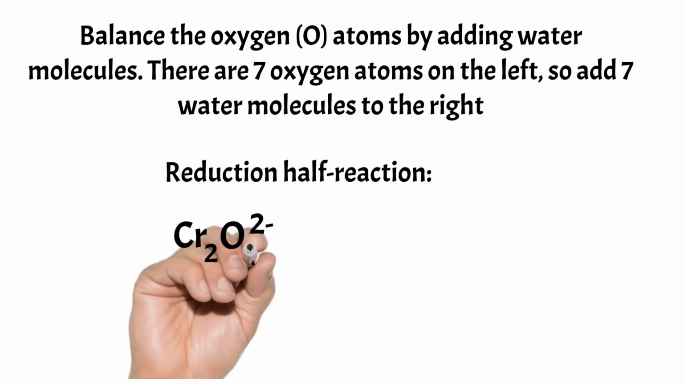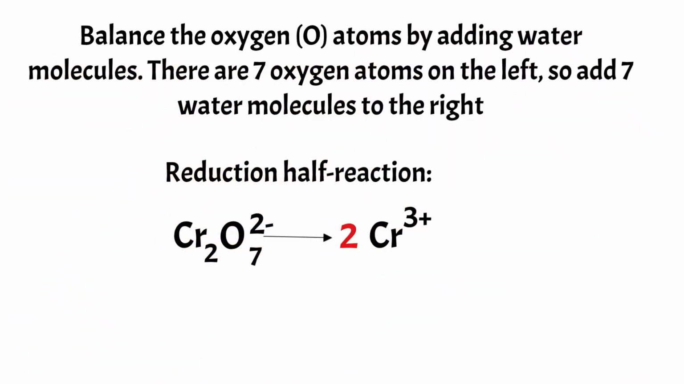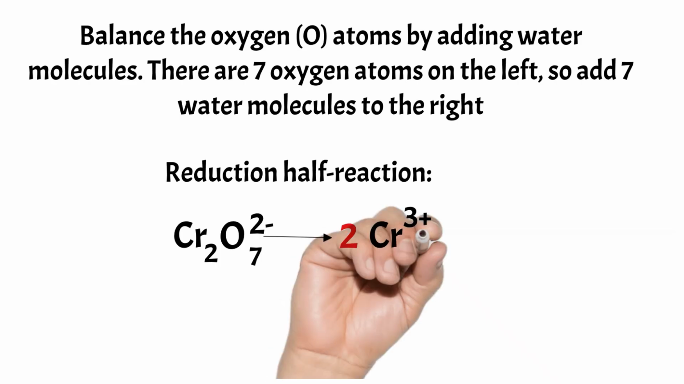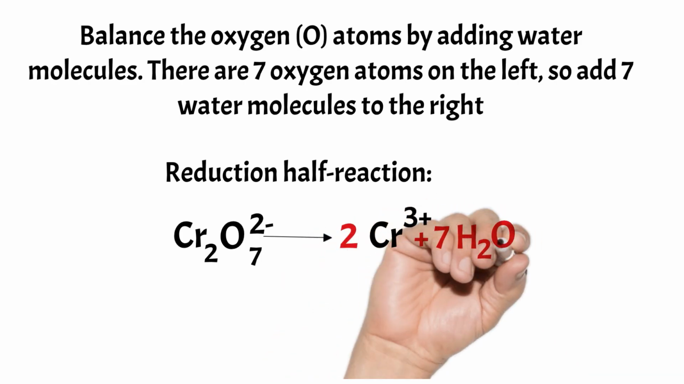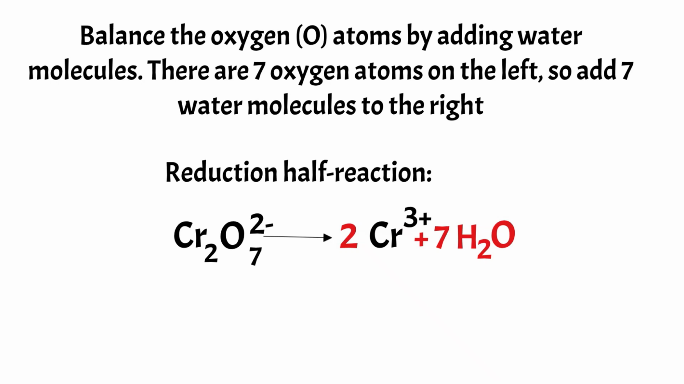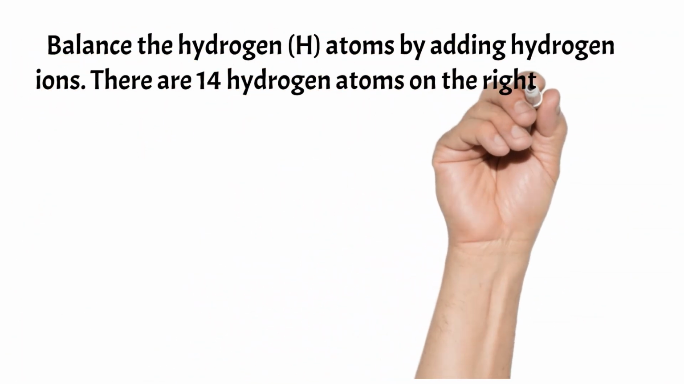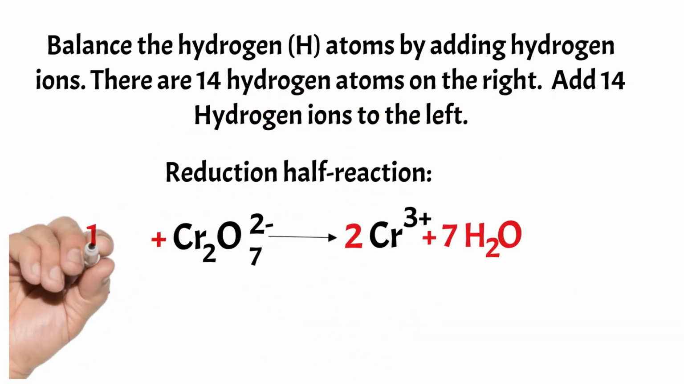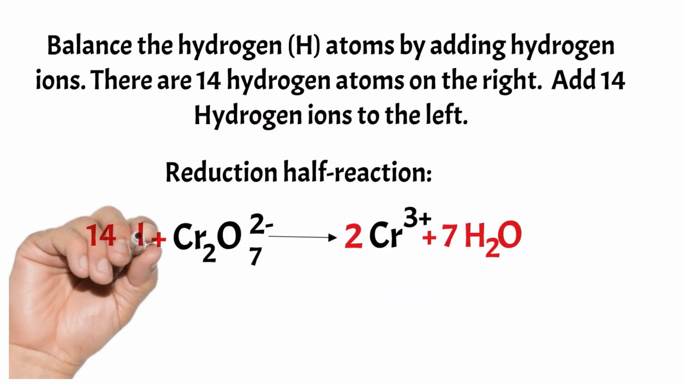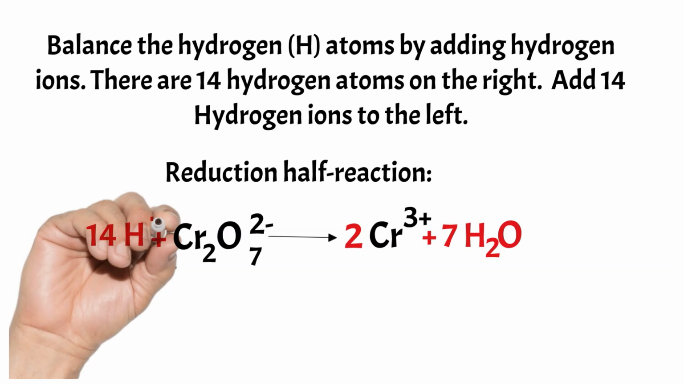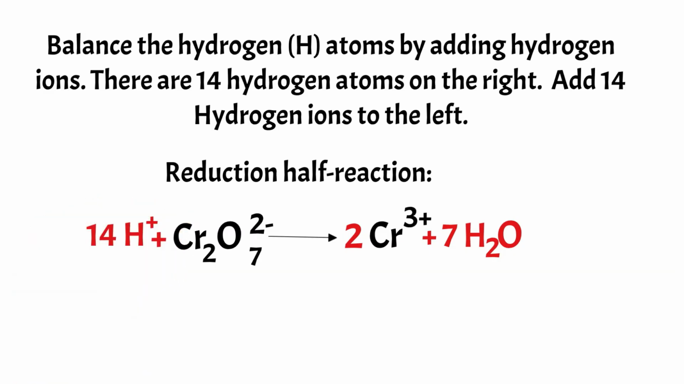Balance the oxygen atoms by adding water molecules, H2O. There are 7 oxygen atoms on the left, so add 7 water molecules to the right. Balance the hydrogen atoms by adding hydrogen ions. There are 14 hydrogen atoms on the right from the 7 water molecules that we added. So add 14 hydrogen ions to the left.